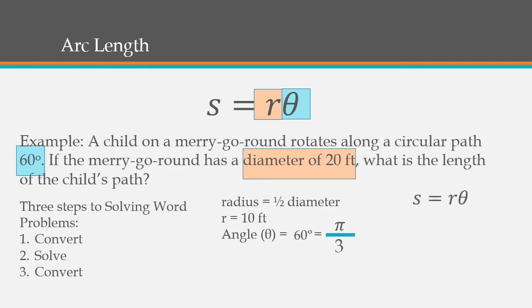Alright, so this pi over 3 is our new angle, so we just need to put it in the formula. S equals r theta. S is what we're looking for. R is 10. Theta is pi over 3. You multiply that straight across and you get 10.47 feet. Now I know we get 10 pi over 3, but usually we don't have lengths in terms of pi. It doesn't make much sense to us. So we just went ahead and multiplied and divided and got the decimal.